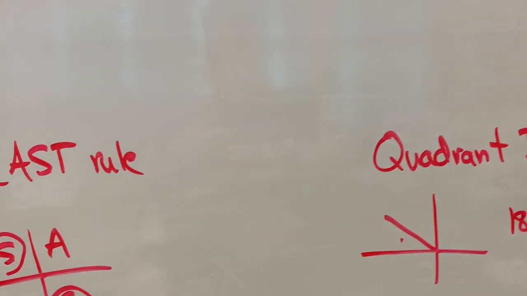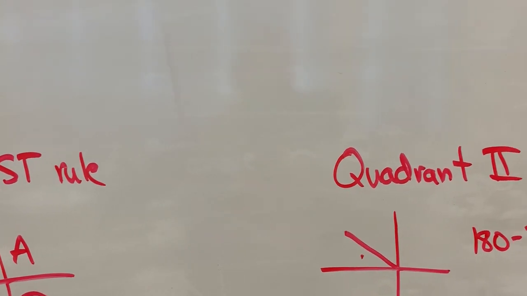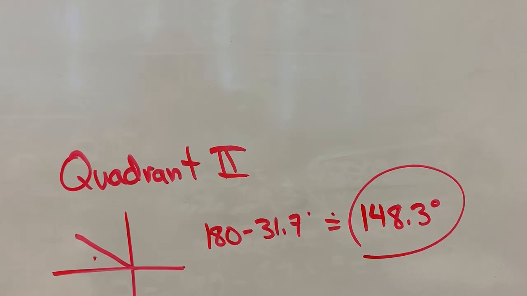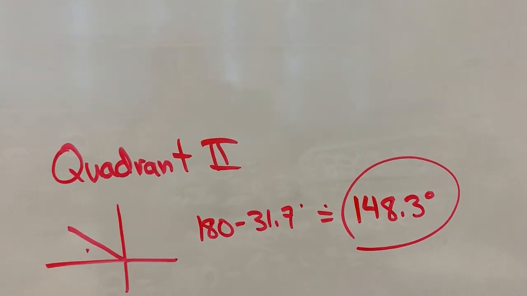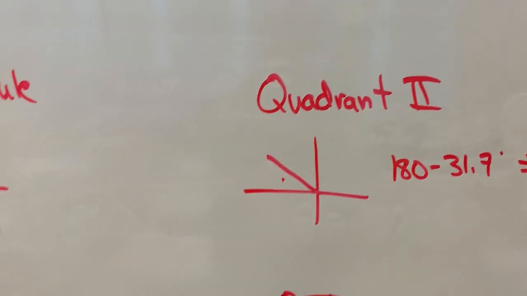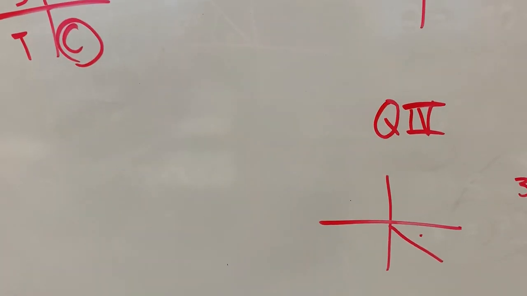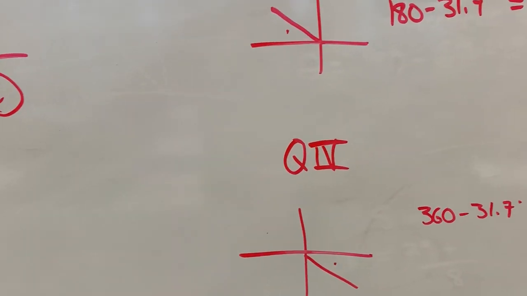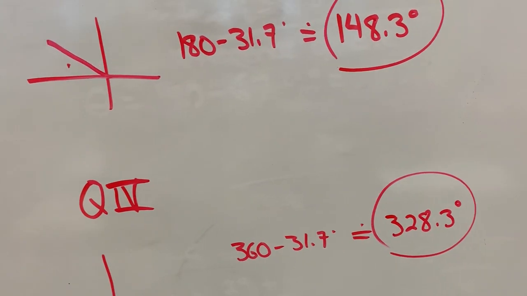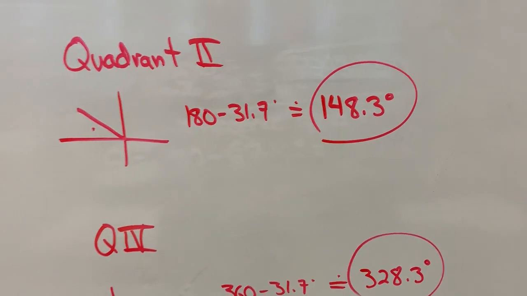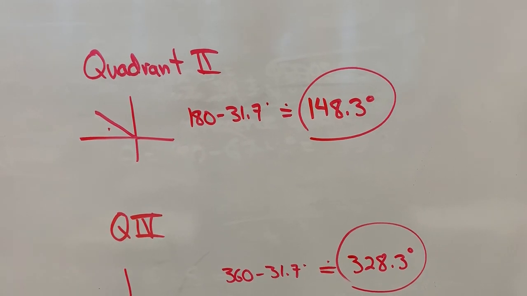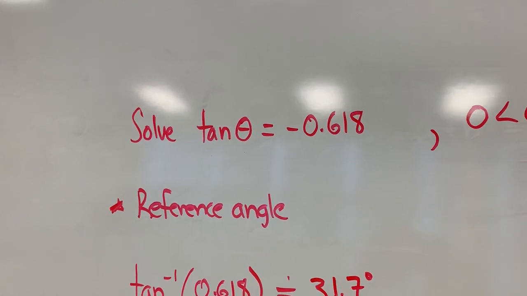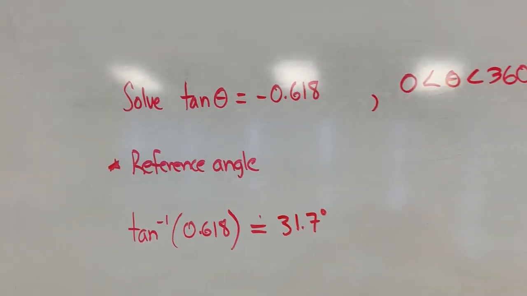So if I draw a 31.7 degree angle in quadrant 2, I'm saying what's 180 minus 31.7, and I get one of my answers. Again, rounded to the nearest tenth, 148.3 or so degrees. In quadrant 4, I put a 31.7 degree angle in quadrant 4. Looks like that. If I wanted to know what angle puts me there, 360 minus 31.7, 328.3. Now, if you tried doing tangent of either of these two angles, little rounding error aside, you should get negative 0.618. So you can confirm these answers just by checking them.